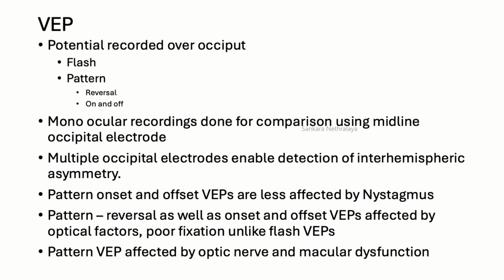Pattern VEP is affected by optic nerve as well as macular dysfunction, because first and foremost it has to be received at the macular level before it can go into the nerve. So just because VEP is abnormal doesn't mean you are dealing with optic nerve disorder. Remember that again. Okay, so it can very well be a macular disorder.